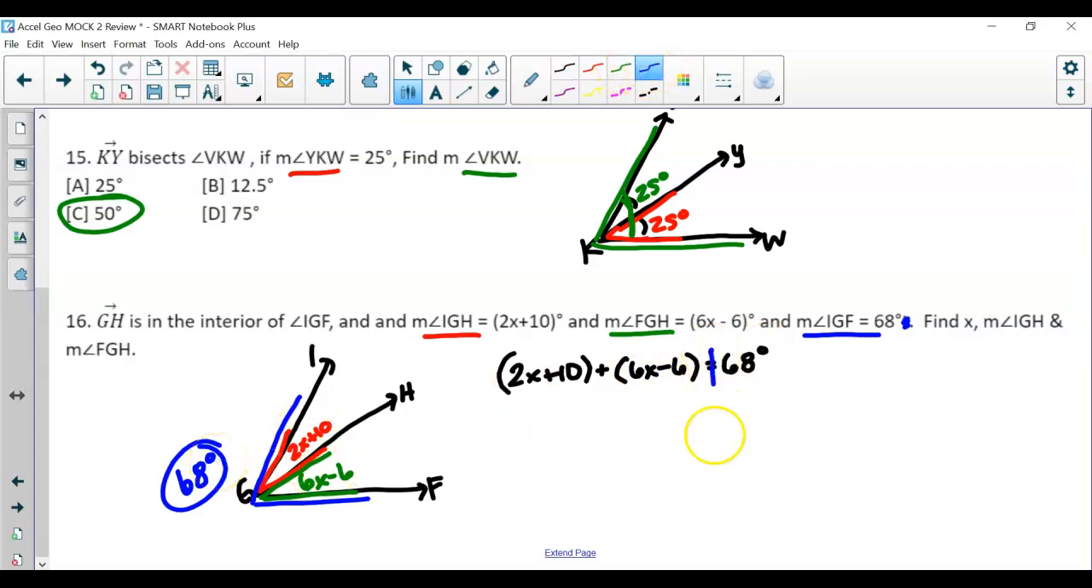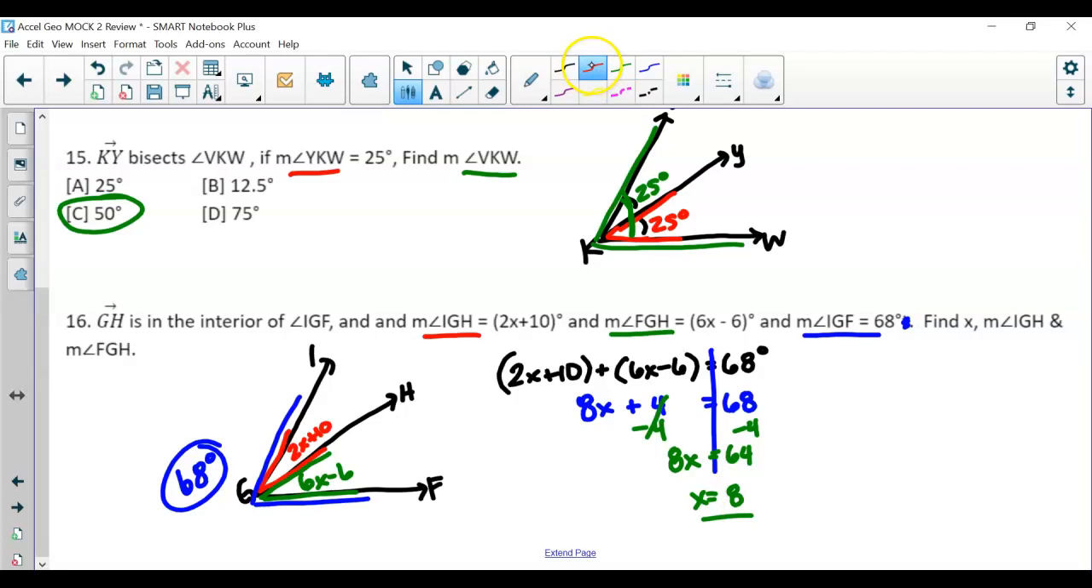Now we're just solving for x and start with combining like terms. So we have 8x plus 4, which is equal to 68. Now we're solving our two-step. So subtracting 4 from both sides, 8x is now equal to 64. So when you divide, you get x is equal to 8.